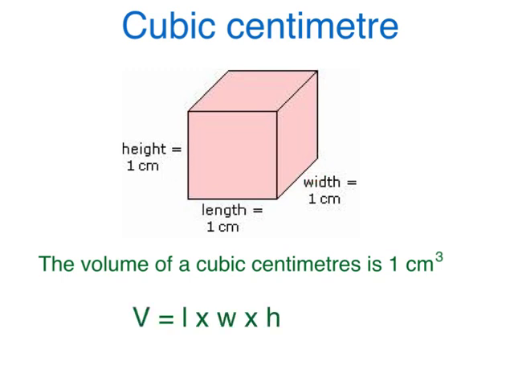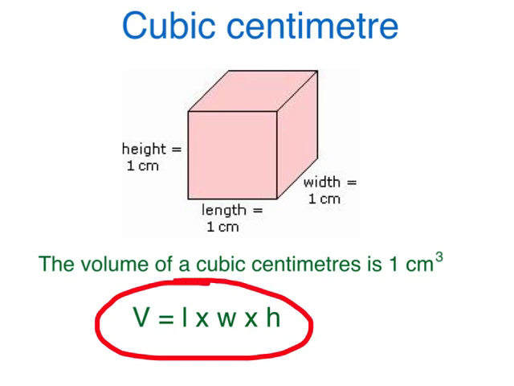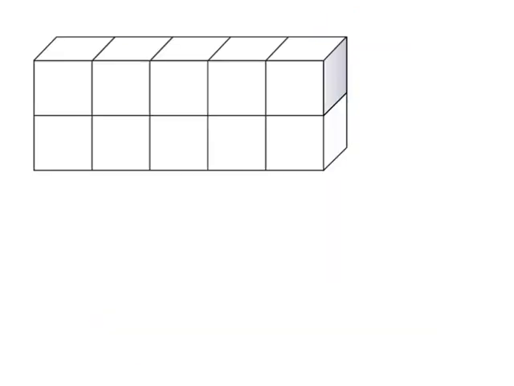And the formula for calculating volume is simply length times width times height. So this is a key formula to know. Remember it. So to get the volume of a cubic centimeter, if we take 1 times 1 times 1, the answer is 1. So here we have a rectangular prism that's made up of cubic centimeters. So our job is to calculate its volume.